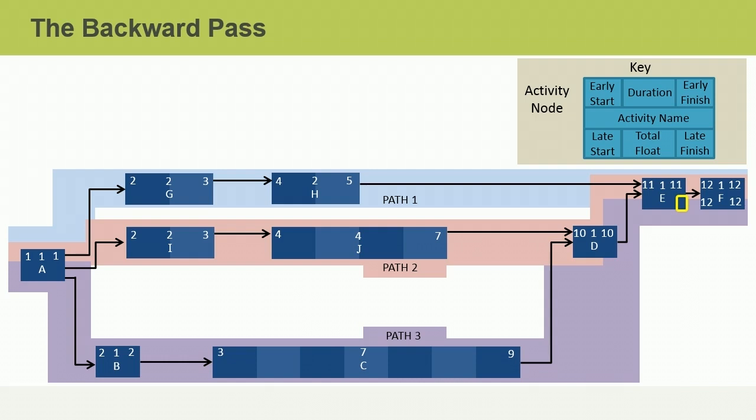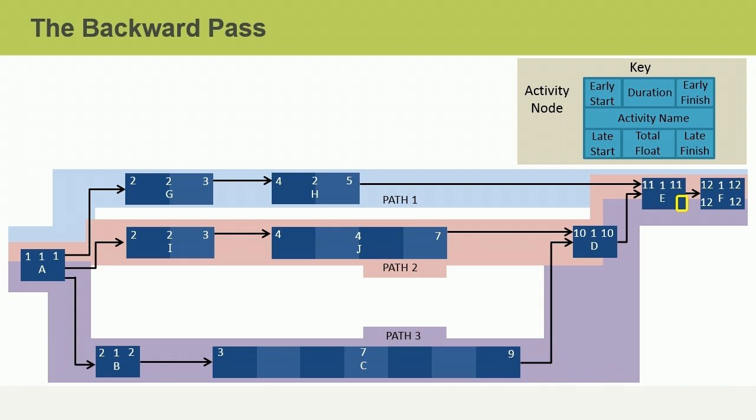Let's quickly go back to our key for the activity node again, because there are 3 more data points included for an activity. The late start date of an activity goes in the lower left corner of an activity node. The late finish date of an activity goes in the lower right corner. And you put the total float in the lower middle of the node.